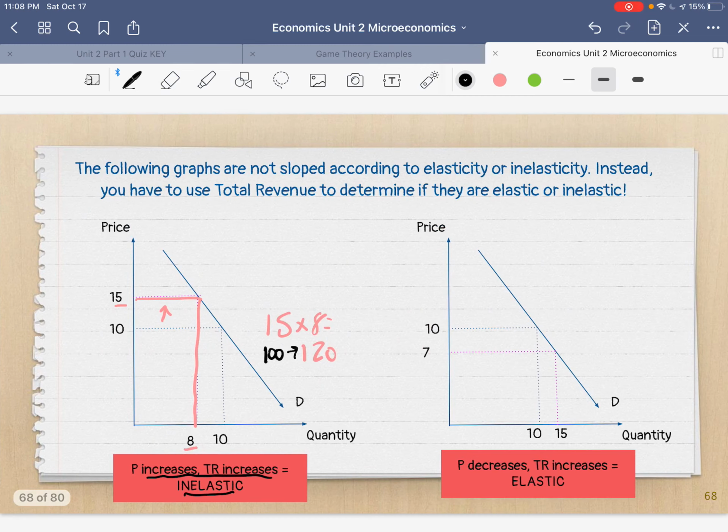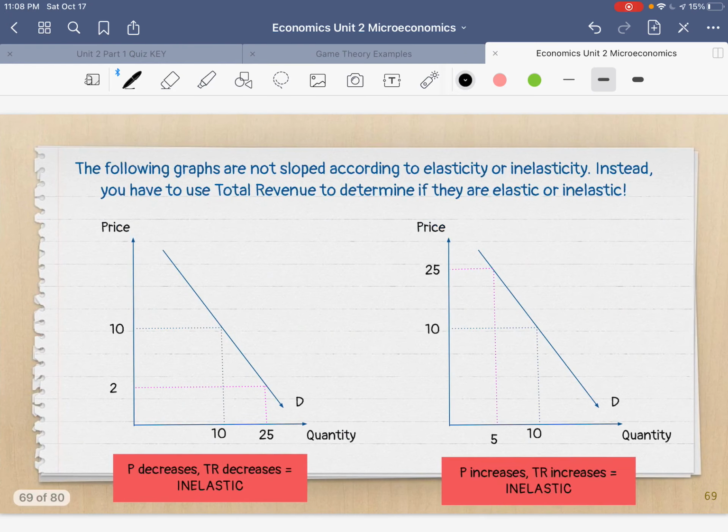All right, next one. My equilibrium is still 10 times 10, so it's 100. I lower the price to 7, go over and down. It's at 15. Remember, I'm always going to give you those numbers. So what is 7 times 15? 7 times 15 is 105. So when I decreased the price, 100 and 105 are the numbers I'm looking at. When I decreased the price, what happened? It increased total revenue. When price decreases and total revenue increases, that means the good is elastic. All right, two more.